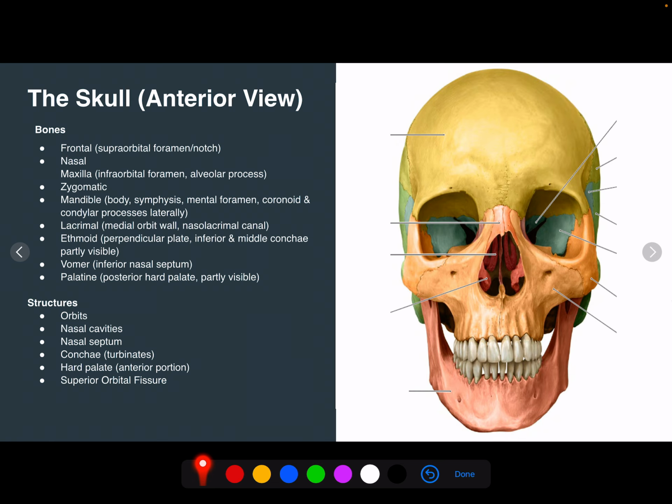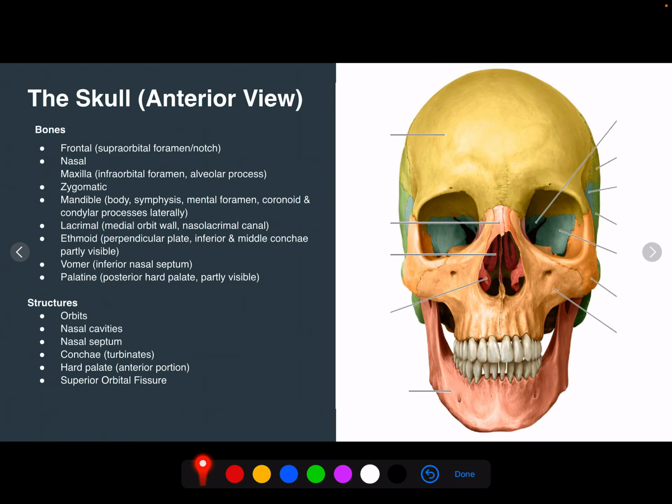Okay, so we'll start with our frontal bone, and that is what forms our forehead. Okay, so in addition to the frontal bone, features on the frontal bone, we have our supraorbital foramen. Okay, and then the thickened portion on the superior aspect of the orbits is going to be your supraorbital margin.